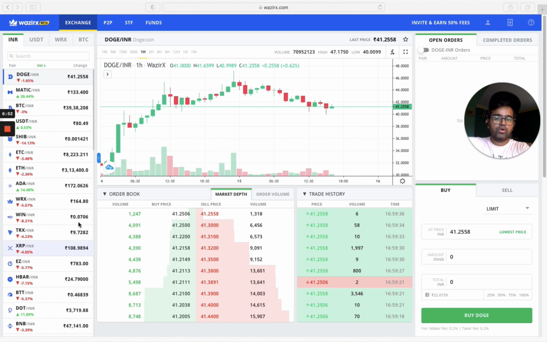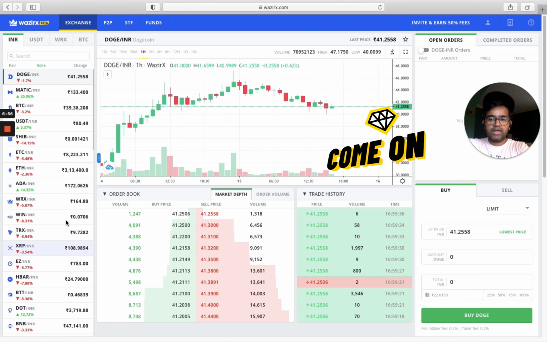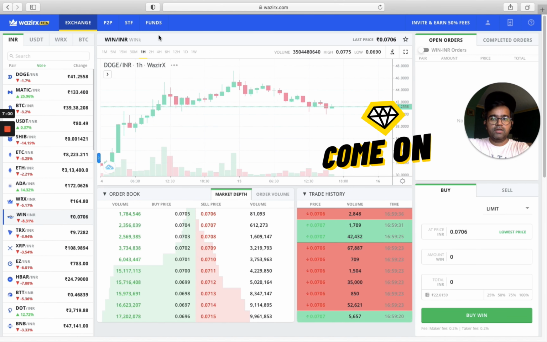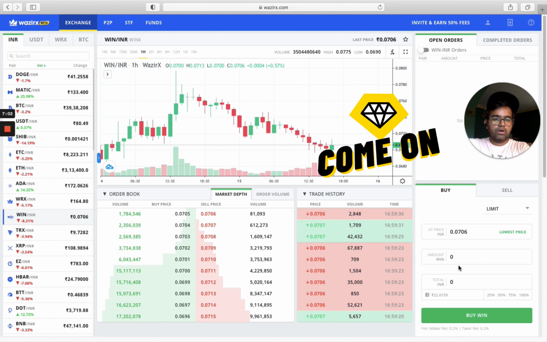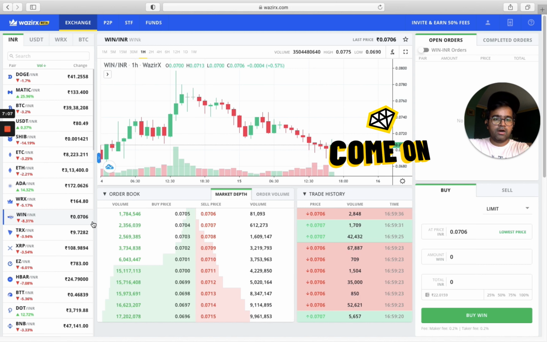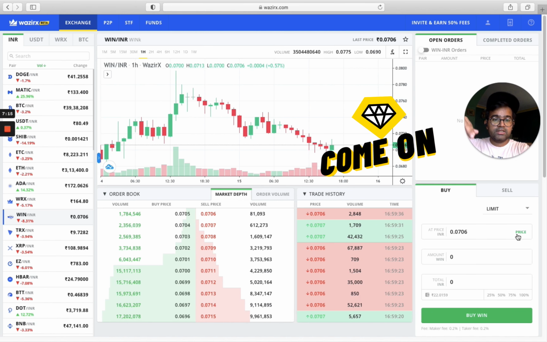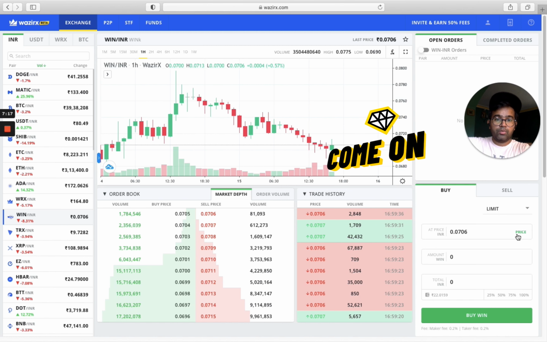Because when you buy a small coin, let's say I'm looking at this coin WIN right now. I click on the coin WIN, okay, so that's the win coin. Once I click on the coin here, it says it's 0.07 INR. So what if I wish to buy this coin? I just click on the lowest price. You always need to hit this lowest price button because it toggles and refreshes to the latest coin price.